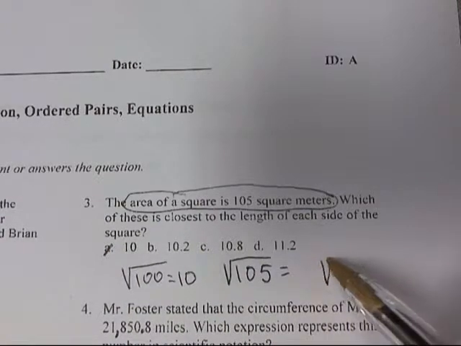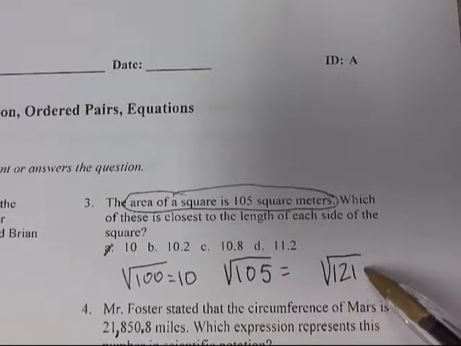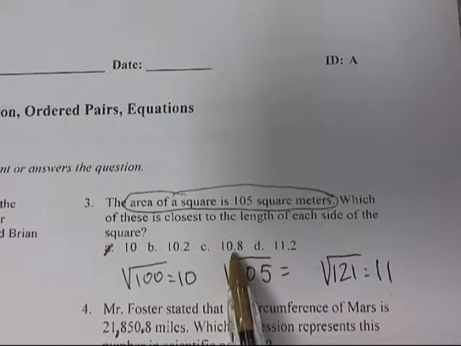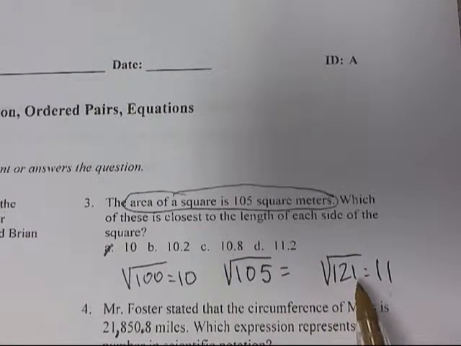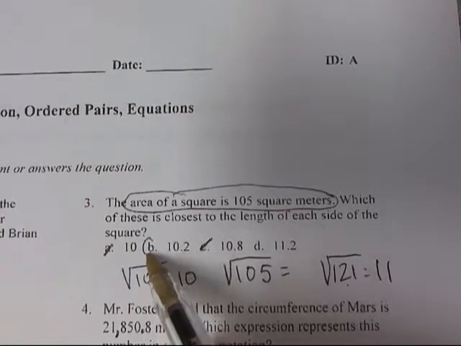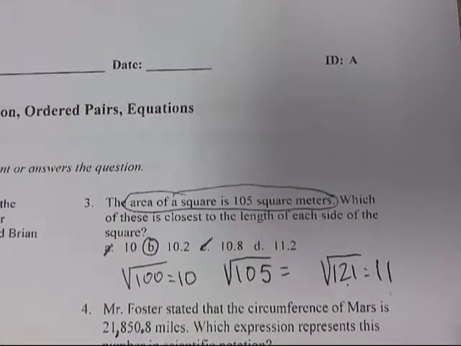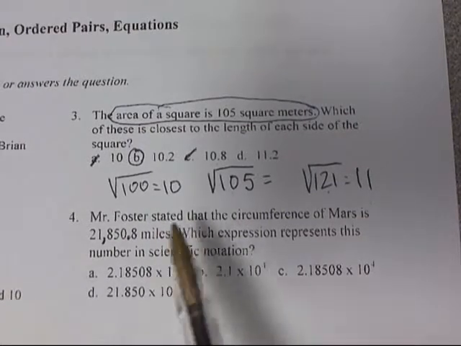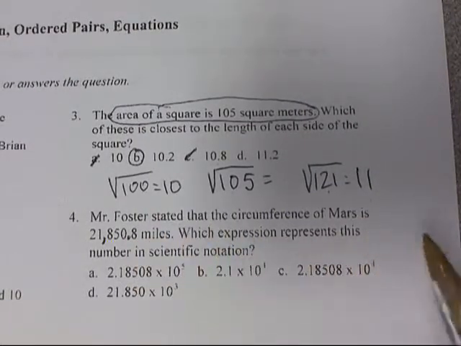And I know the square root of 121 is 11 because 11 times 11 is 121. So it can't be 10.8 because 10.8 is closer to the square root of 121. We're looking for the square root of 105. So the correct answer has to be B, 10.2.